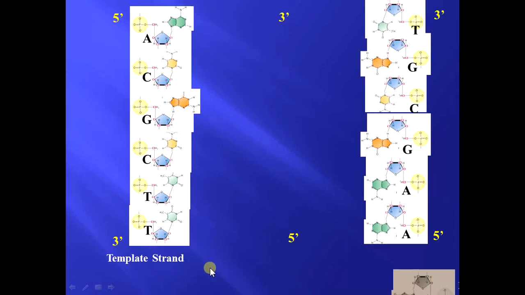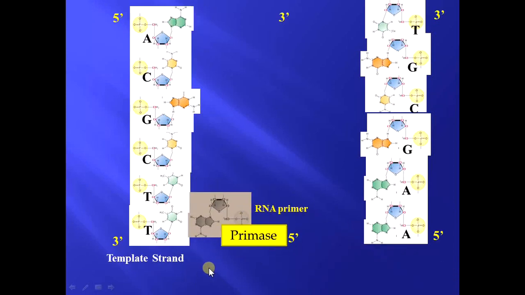And then what will happen is, in making a new strand, we will start with the primase enzyme, which carries in an RNA primer. And this is just an RNA nucleotide, and it's temporary. It will leave at the end. Because it's RNA, it can't become a part of the DNA molecule.